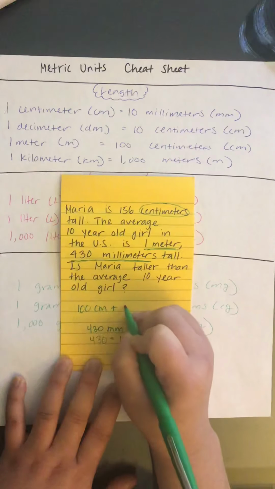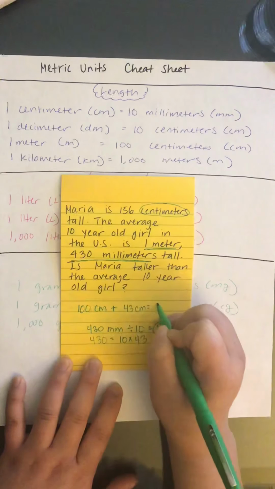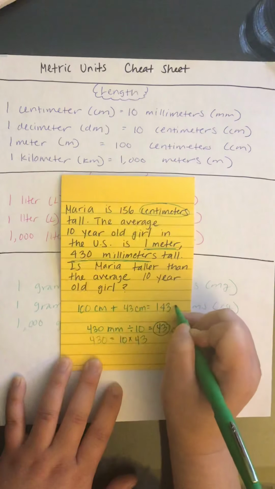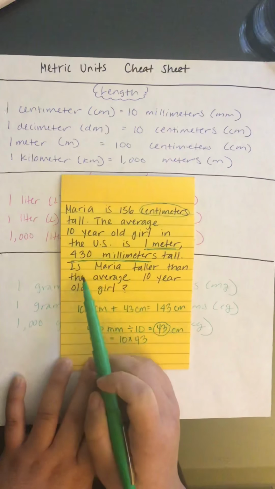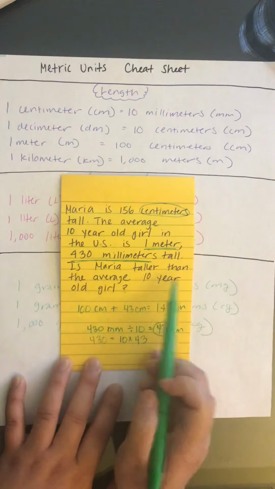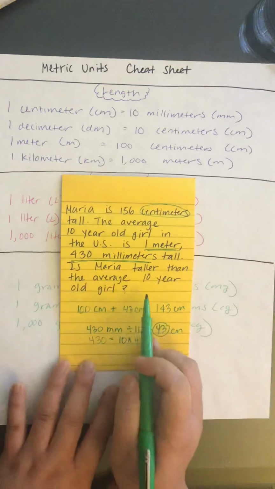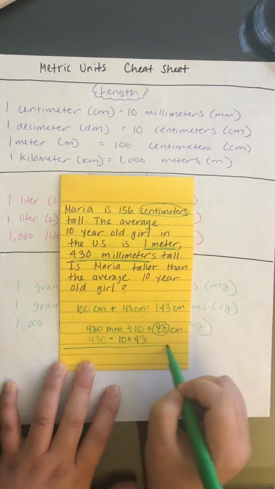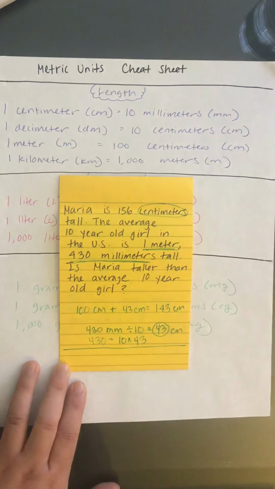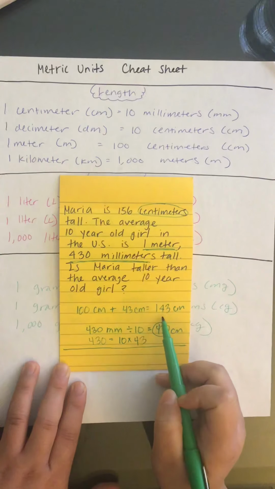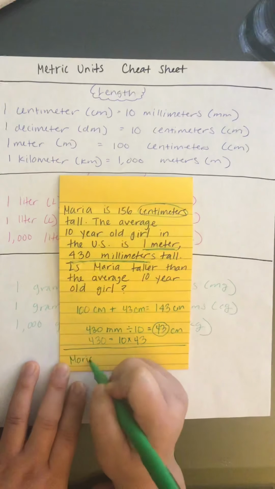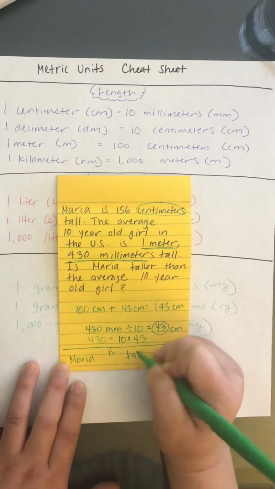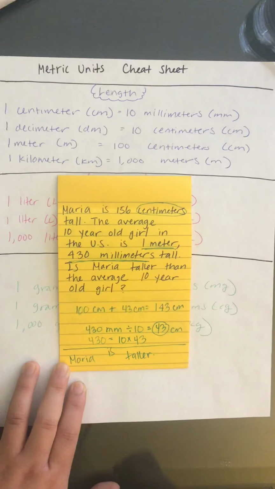So 100 centimeters plus 43 centimeters will equal 143 centimeters for the average 10-year-old girl in the US. So going back to the actual problem, we now have to answer, is Maria taller than the average 10-year-old girl? Pause here to think of your answer. Well, if the average girl is only 143 centimeters and Maria is 156 centimeters, Maria is taller than the average US girl.